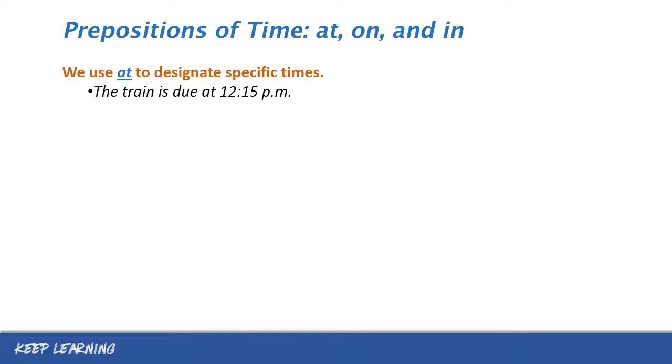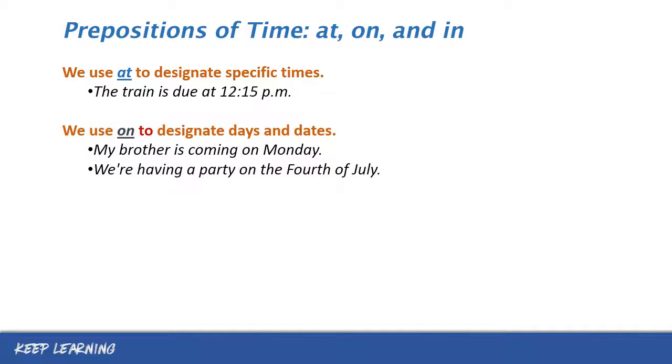We use at when we designate specific times. For example, the hours and the minutes. The train is due at 12:15. At 12:15. That's a specific time. But we use on to designate days or dates. My brother's coming on Monday, or we're having a party on the 4th of July. Right?